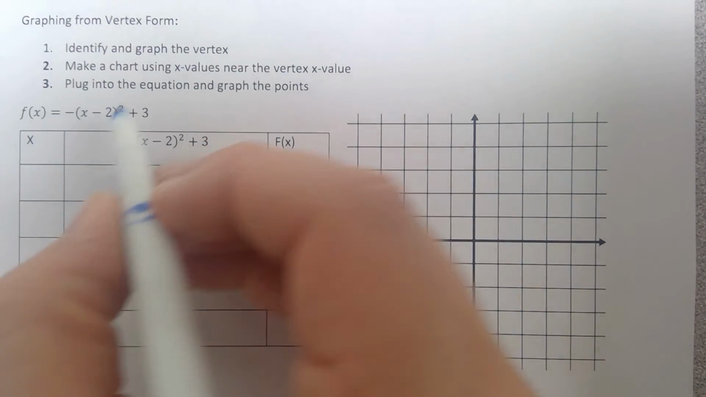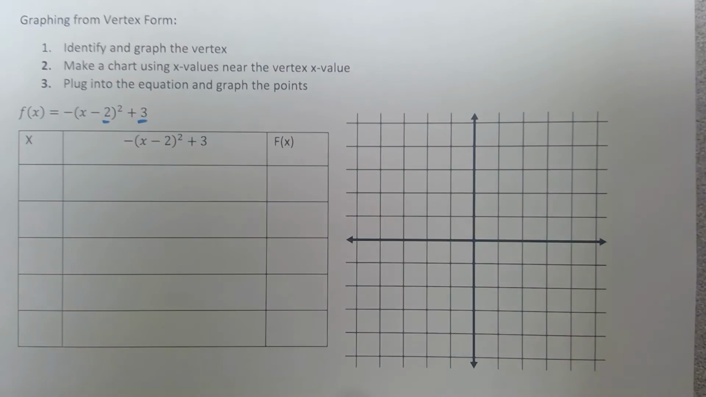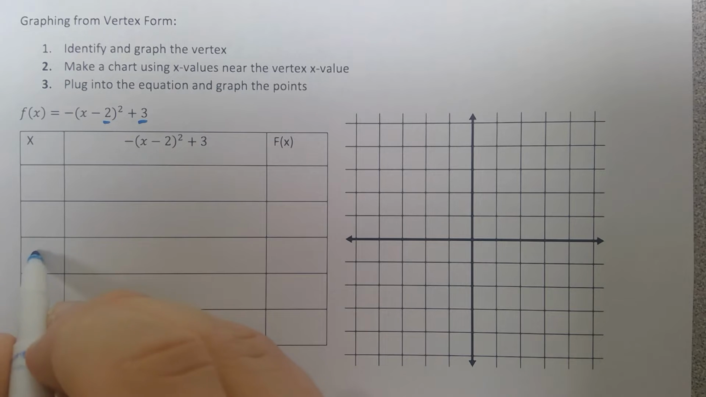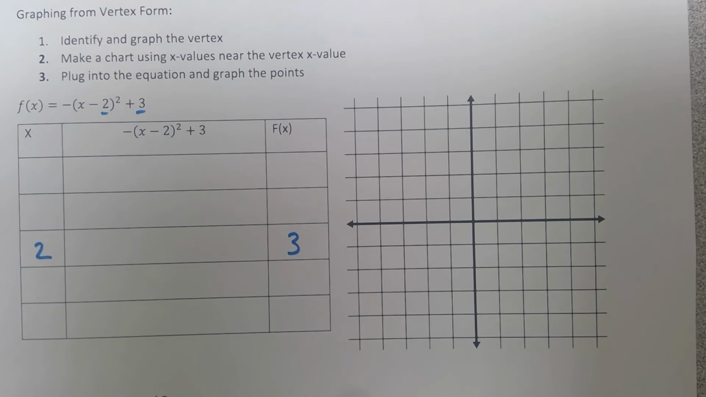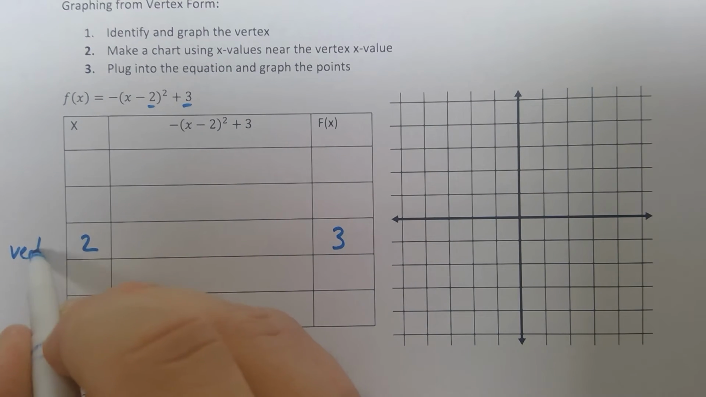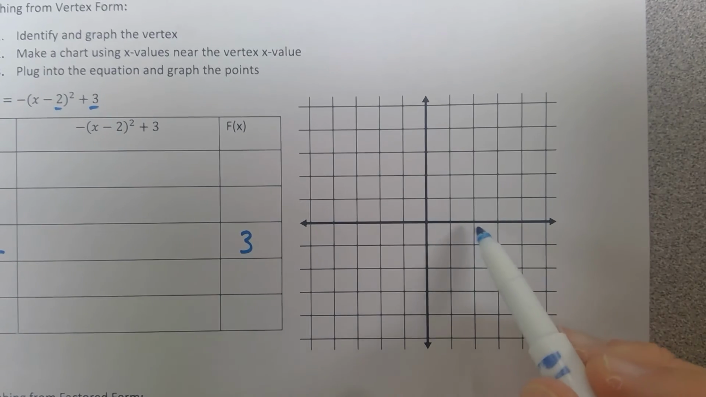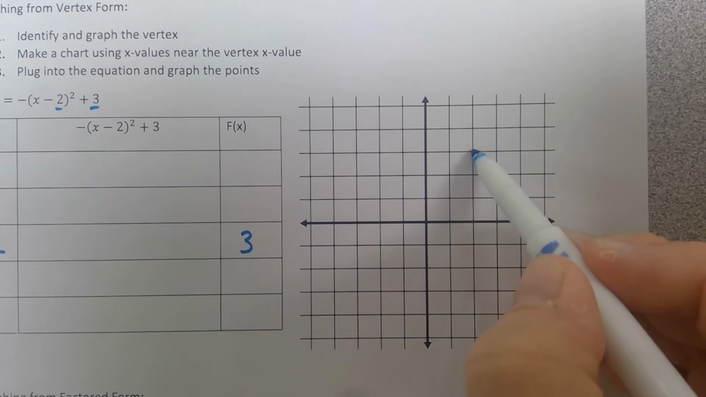So for vertex form, the vertex is (2, 3). So I'm going to put 2 as my x and 3 as my f of x, because that's my vertex. Let's make a note here, vertex. We'll graph 1, 2, 3.